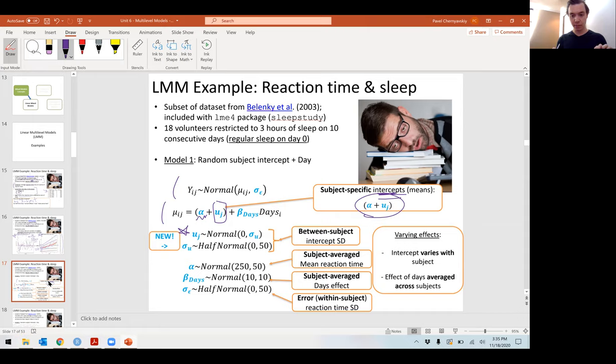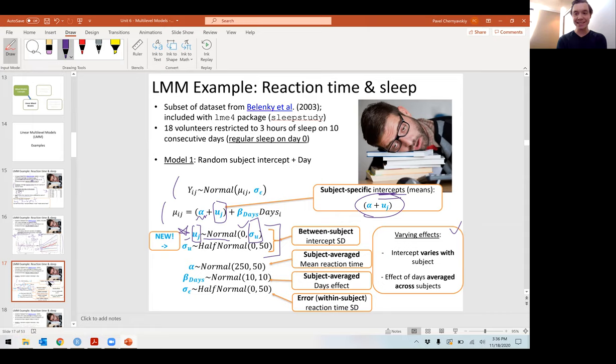So let's look at the new things that we have to incorporate into the model. We specify a common distribution for all of our UJs. So the effects come out of the same normal distribution with a mean that is hard-coded at zero, because some are going to be above the overall mean, some are going to be below the overall mean, but we're hard-coding the fact that it's most likely that they're going to be near the population mean. How wide that normal distribution is will be estimated.